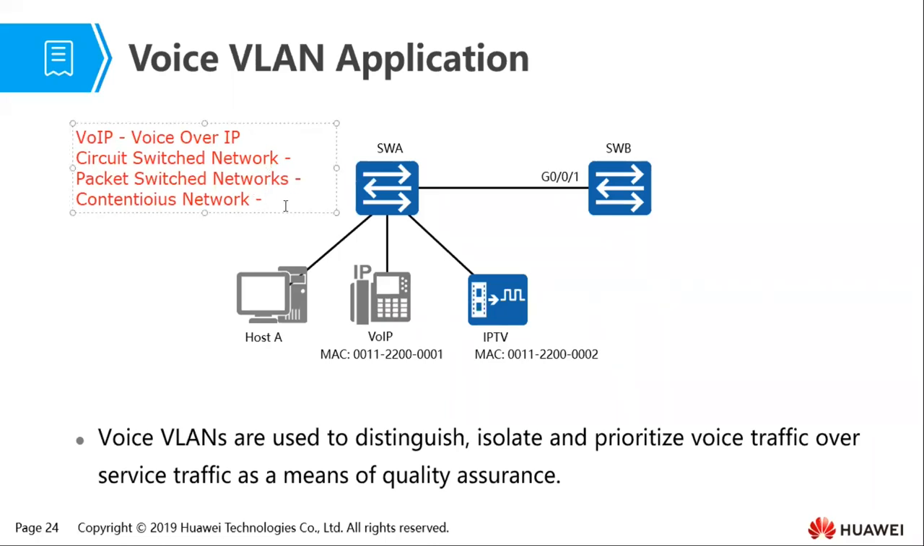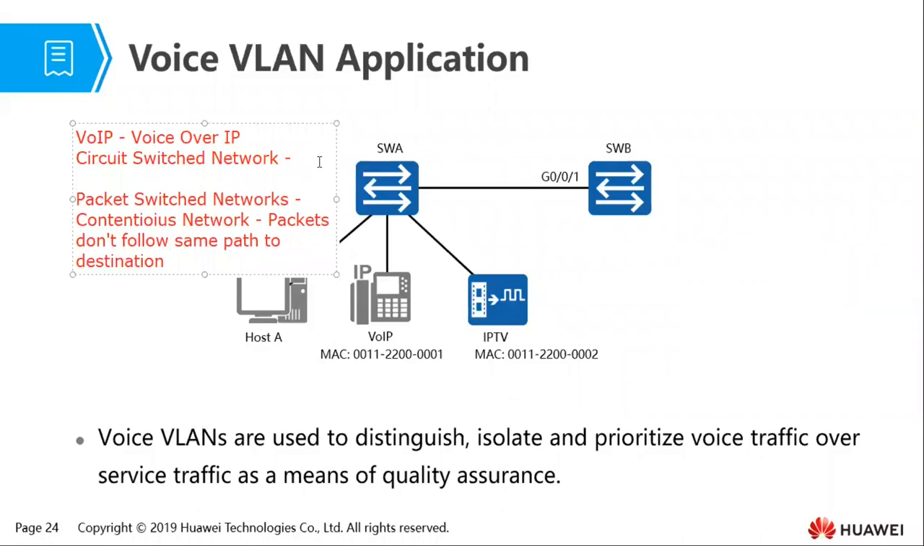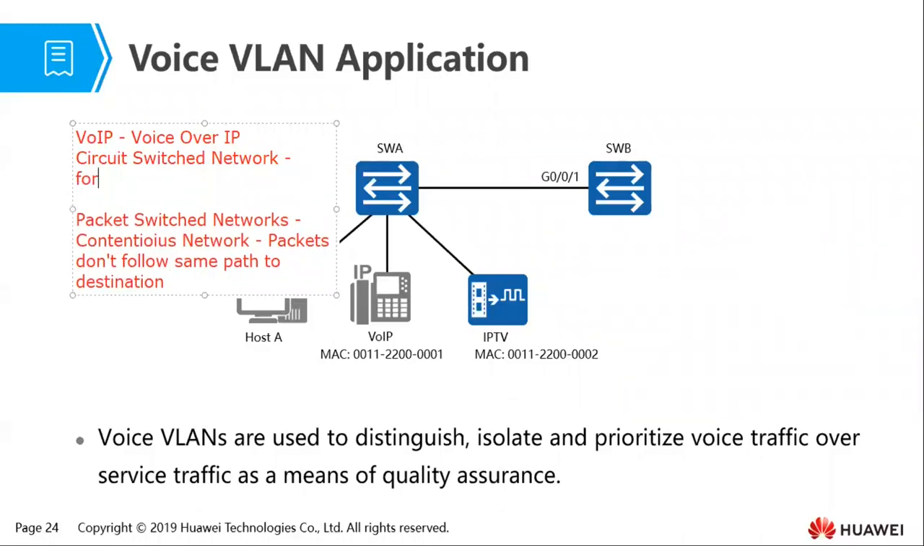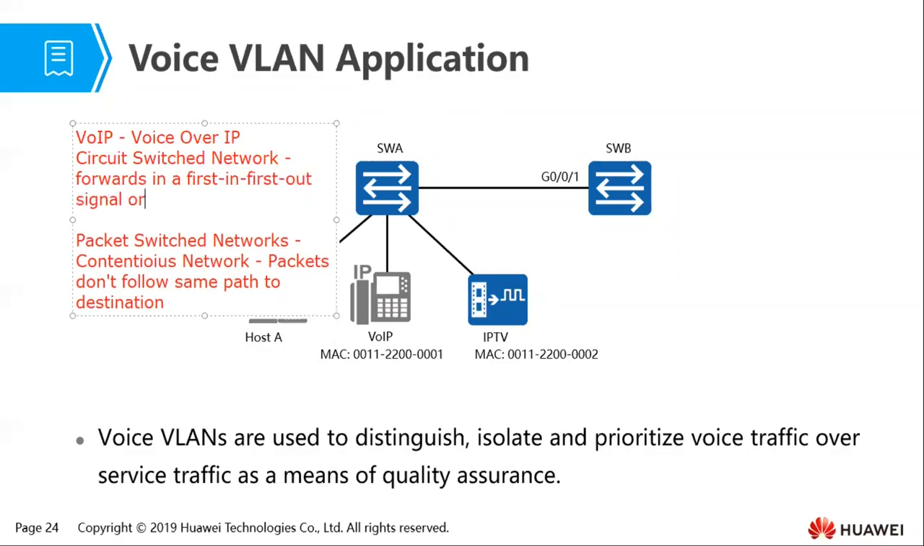Number two, in packet switched networks, packets don't follow the same path to the destination. And sometimes they might arrive in a disorderly manner. Remember, we said circuit switched forwards in a fast in, fast out signal order. But here, packets don't follow the same path to the destination, and at the destination, they might require what we call resequencing.